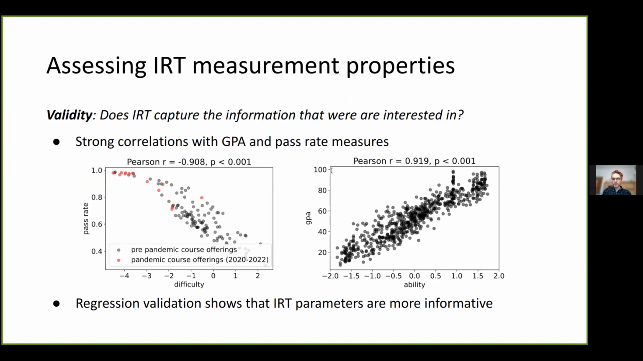Now that we have decided on the model, let's look at the validity of the model parameters. We compare the student trait with the grade point average and the course offering difficulty with the pass rate of the respective course offering. So do the parameters capture the information that we are interested in? Both correlations here show strong statistically significant correlation, that is, the parameters seem to measure what we expect them to measure. In addition, in the figure with the course offering difficulties, here we have colored in red exactly those offerings that lie in the pandemic period between 2020 and 2022, and these accumulate at the very low course offering difficulty.